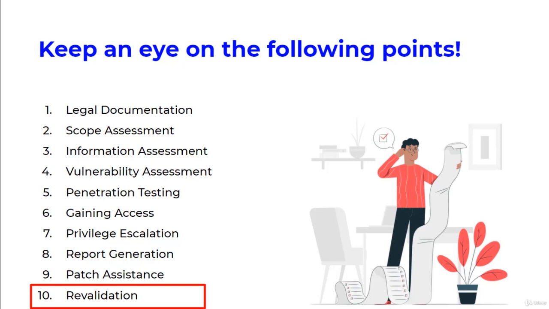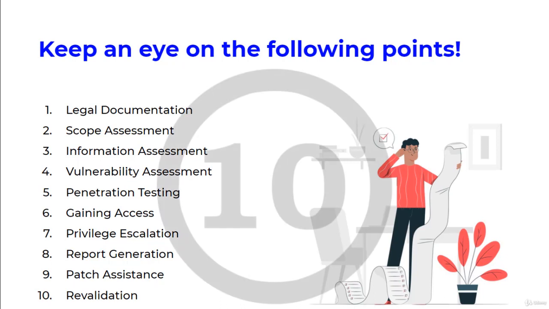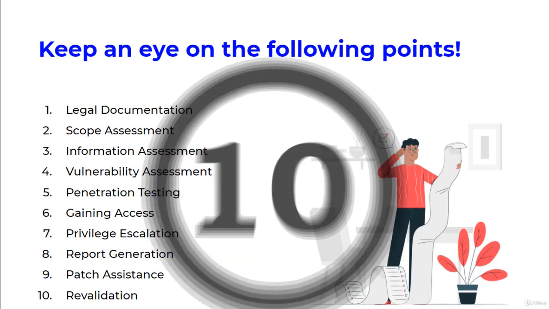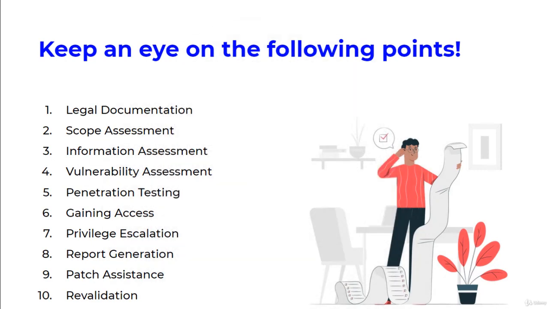In this step, the attacker or the penetration tester should check again whether the organization or system has patched all the vulnerabilities which he or she had tested during the test. So this is a 10 key mantra. If you follow all these 10 steps, this is a perfect penetration testing start which would help you and the organization to perform a perfect penetration test.